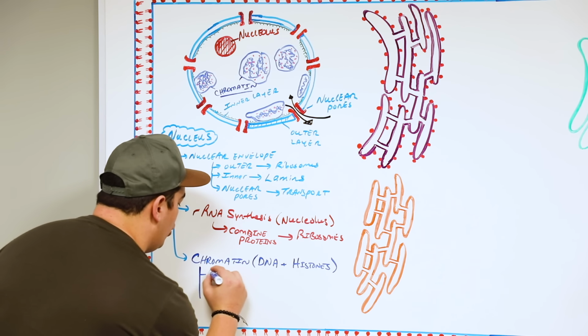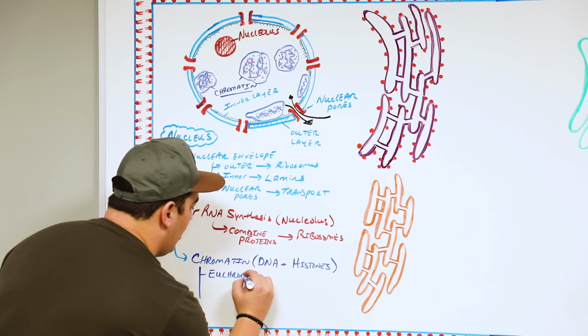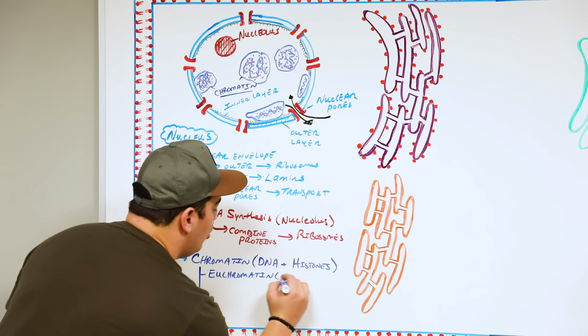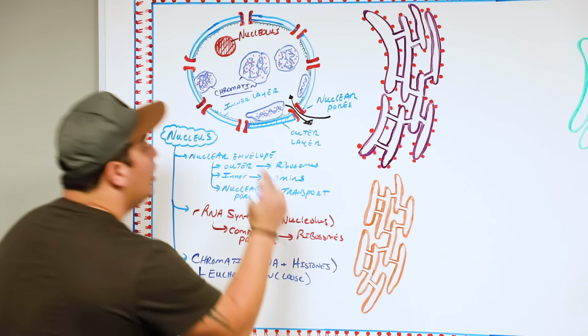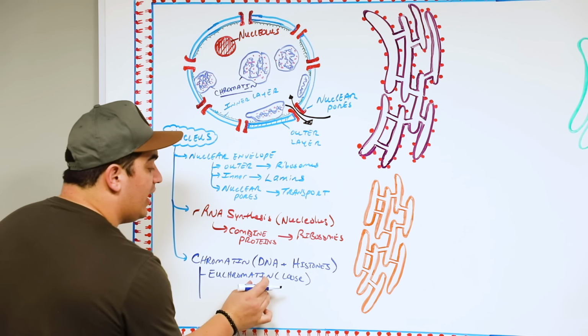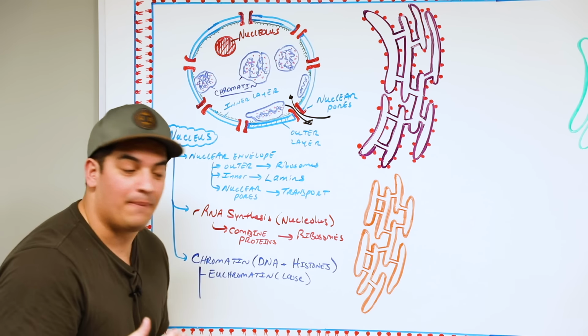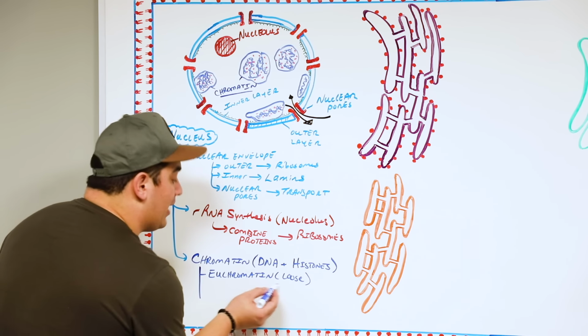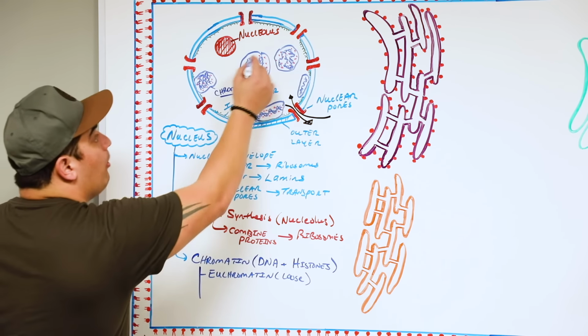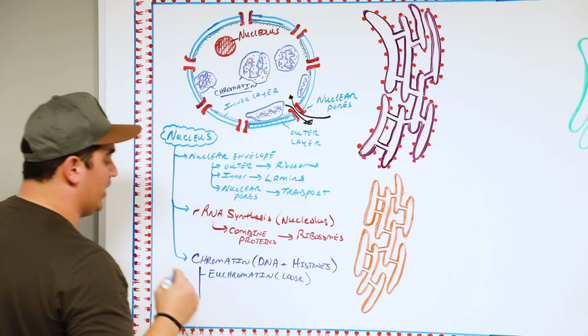One is called euchromatin. And euchromatin is the loose chromatin, and it's the one that's going to be more for expression of the DNA, to transcribe the DNA and make different types of mRNA or undergo replication. So euchromatin should be more in the center of the actual nucleus.